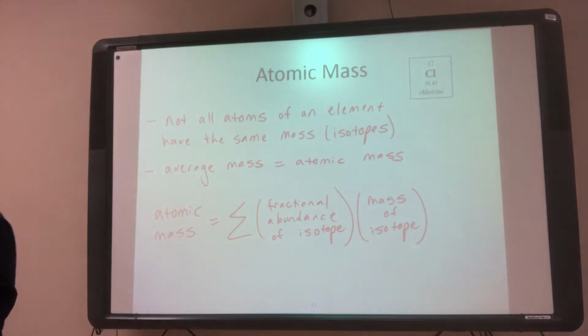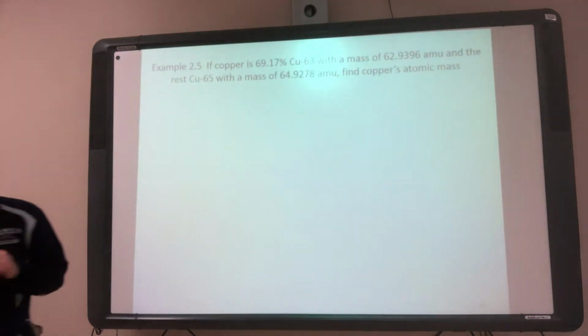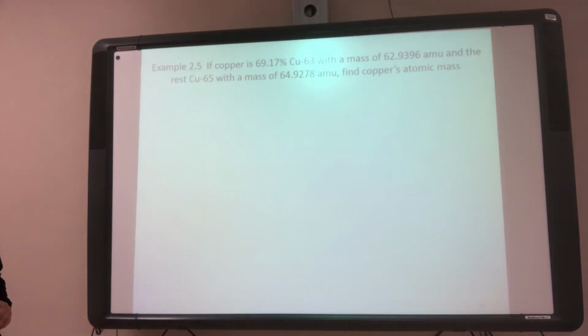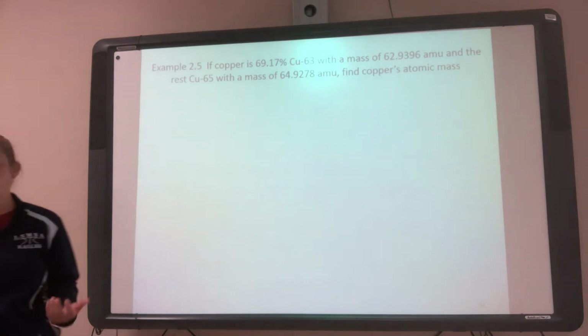All right, so let's do an example. It says if copper is 69.17% copper 63 with a mass of 62.9396 AMUs, and the rest is copper 65 with a mass of 64.9278 AMUs. Find copper's atomic mass. So what am I looking for?